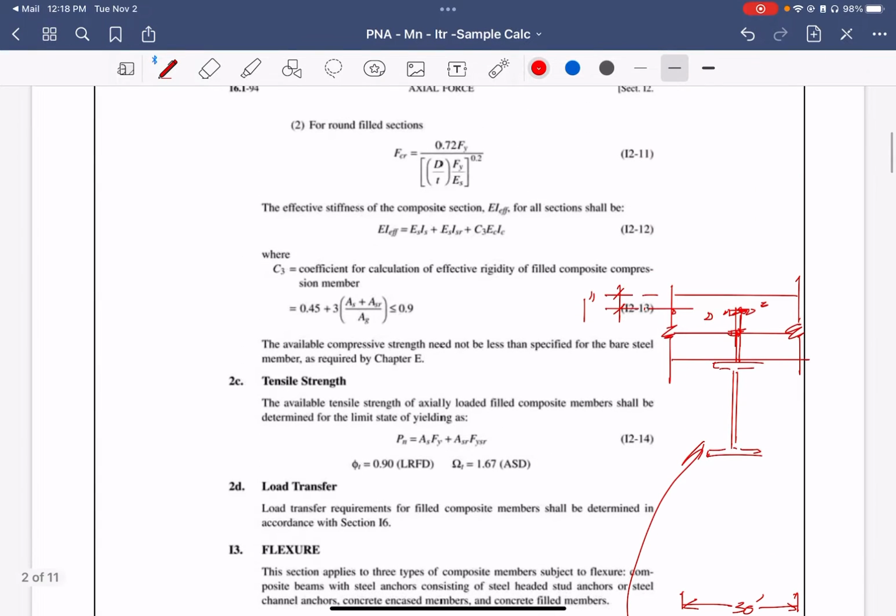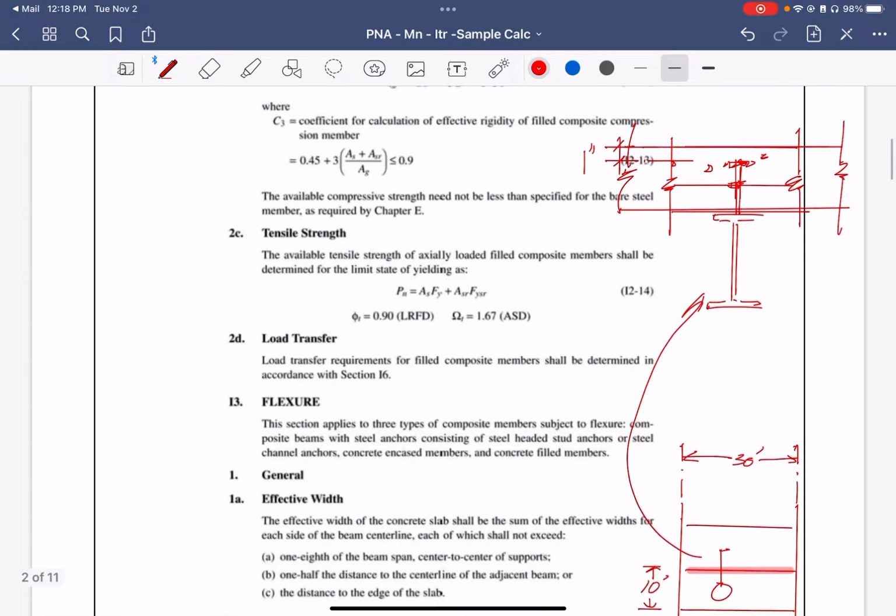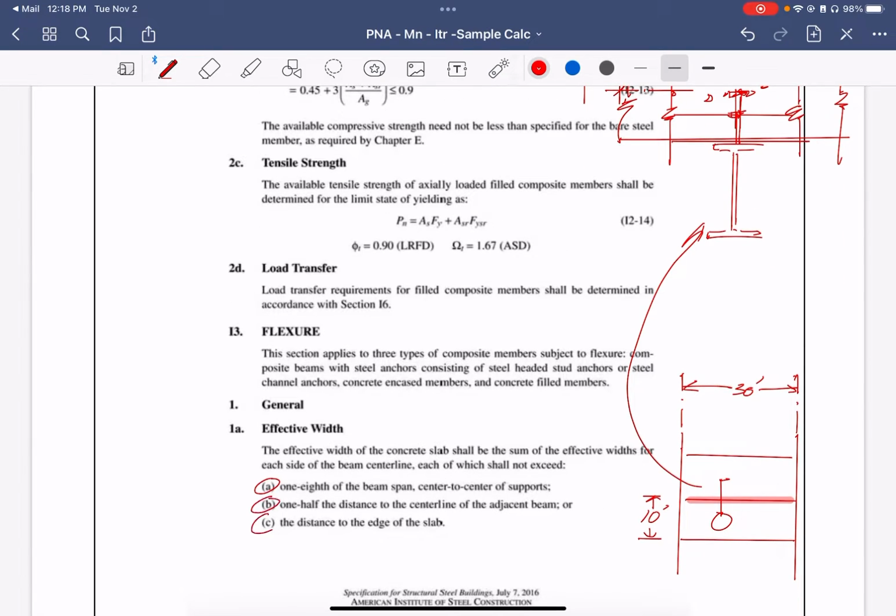Now what effective width is really saying is that as our concrete extends outwards, because really you have 10 feet of it from left to right, how much of it can you actually use to engage the steel beam? It's similar to shear lag in a sense, where you're not going to be able to use the entire width of the concrete at times. So the code says you need to follow these three guidelines. It says the effective width of the concrete slab shall be the sum of the effective widths for each side of the beam, each of which shall not exceed these. At the end of the day, you will take the minimum of those three.